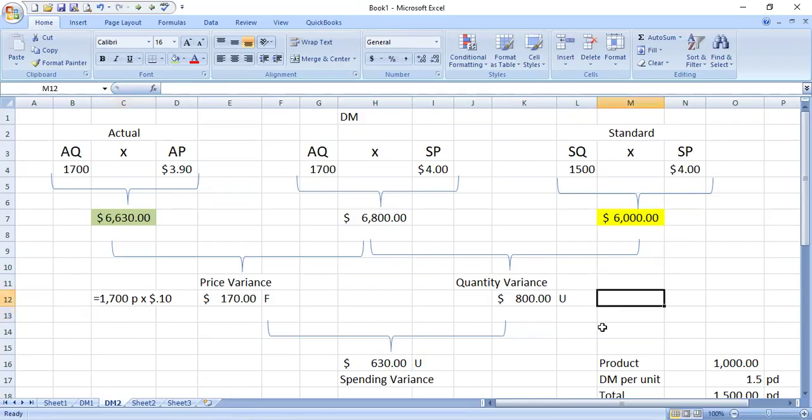And on here, the calculation will be, what's the change in the quantity? 200 pounds times $4. And that's going to give you 800 unfavorable. Make sense? That's another way for you to calculate this. So you have 170 favorable on the price and 800 unfavorable on the quantity.